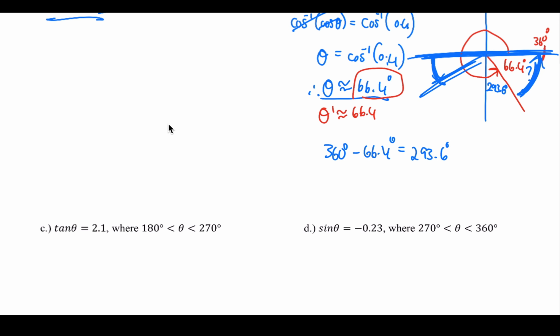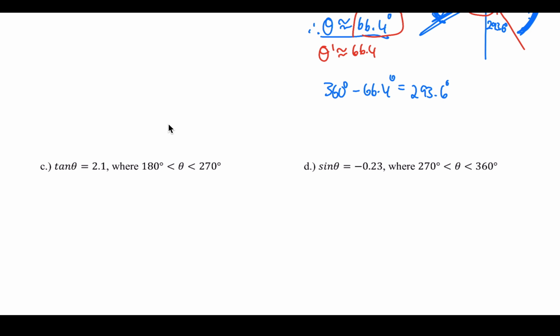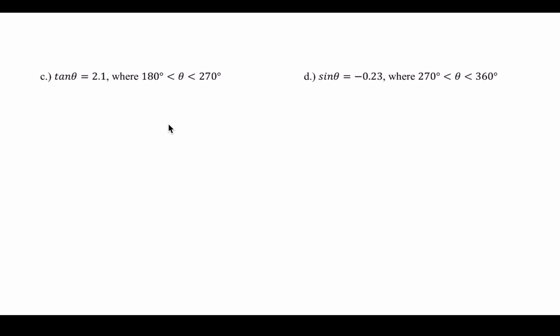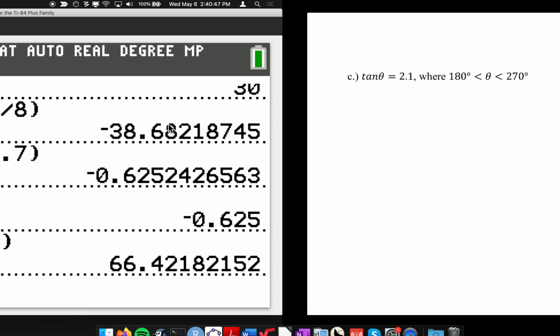Let's do one more and then I'll stop. I think usually this is not students' favorite math right here. Let's do one more of these and then I'll go to the next type. These are all kind of the same. Let's do tangent. So tangent of theta equals 2.1. I don't have a triangle for this. I don't know a quadrantal angle for that. So I'm just going to go to my calculator.